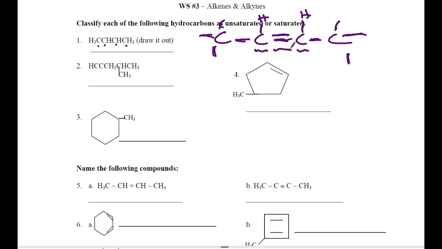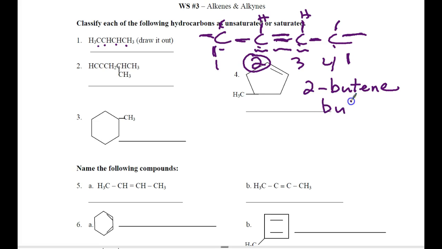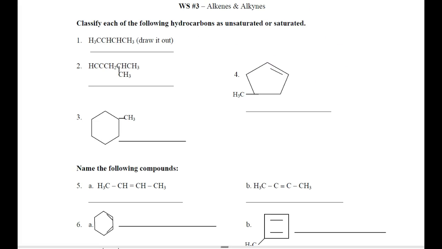And let's name this one, in fact. So it has 1, 2, 3, 4 carbons, which is but-, has a double bond, which is -ene, and you count the carbons 1, 2, 3, 4. It starts on the second carbon, so it's 2-butene, or you could say but-2-ene. That's so backwards.